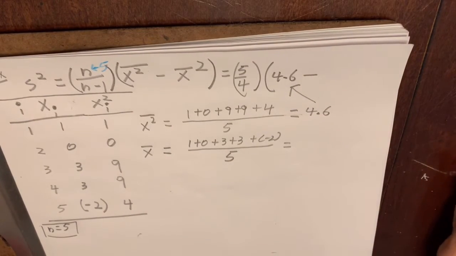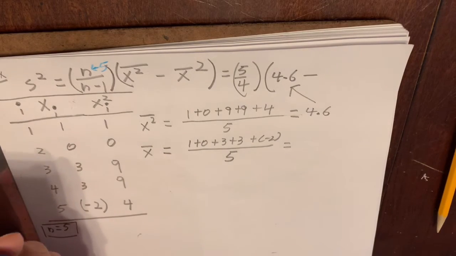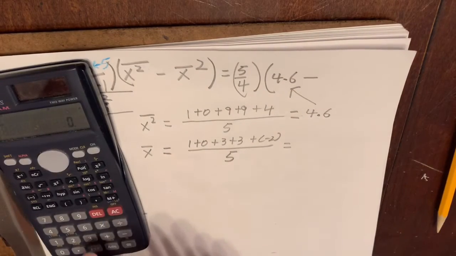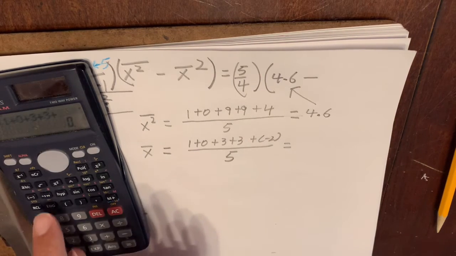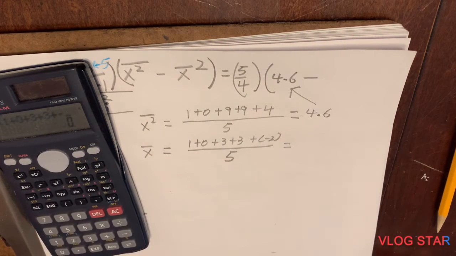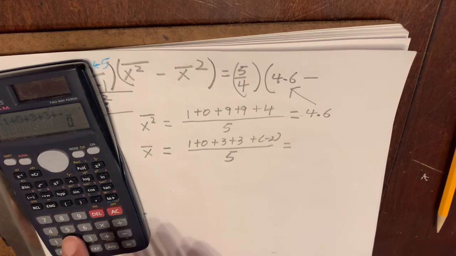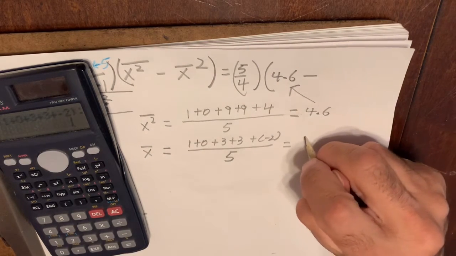And I'm going to put this into the calculator. I'm going to show you how I do it. I'm going to hit the parenthesis button, and I'm going to go 1 plus 0 plus 3 plus 3 plus. Now I'm going to hit the negative button, which is different than the minus button. Please, everybody, recognize that the negative button is different than the minus button. Negative 2, and then I'm going to close the parentheses, and then I'm going to divide by 5, and I'm going to get 1 exactly.